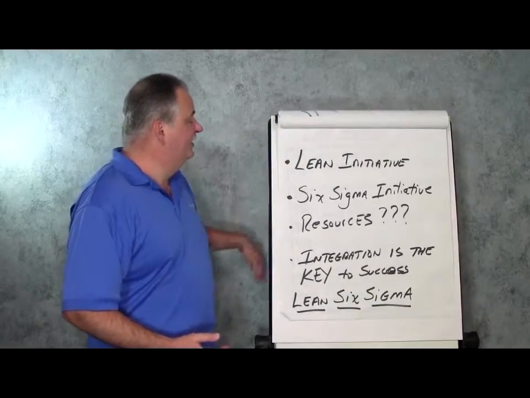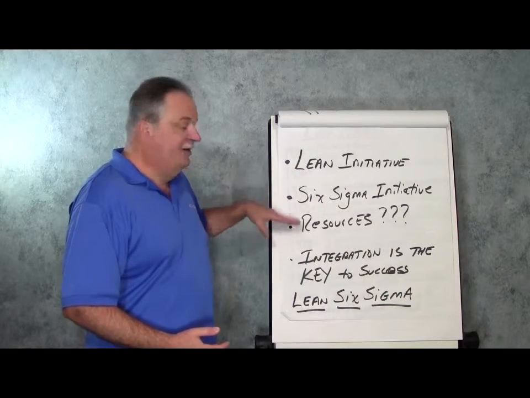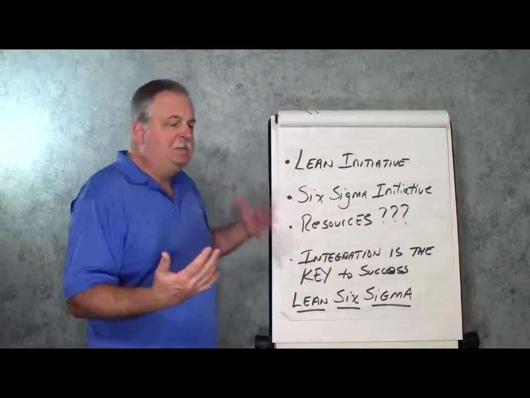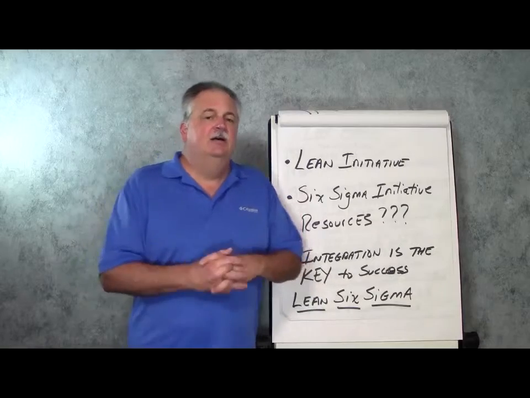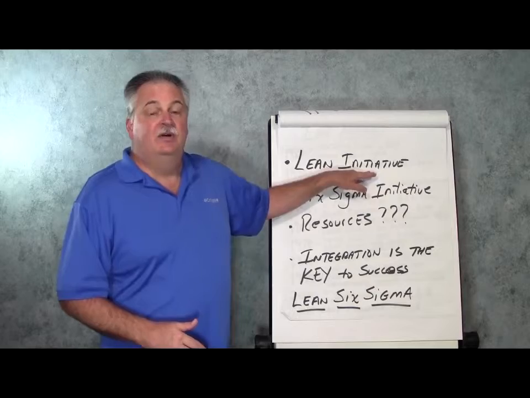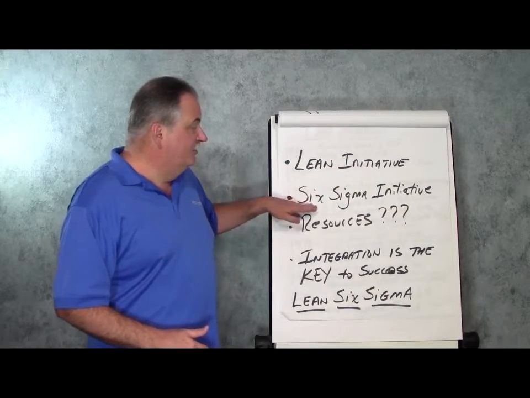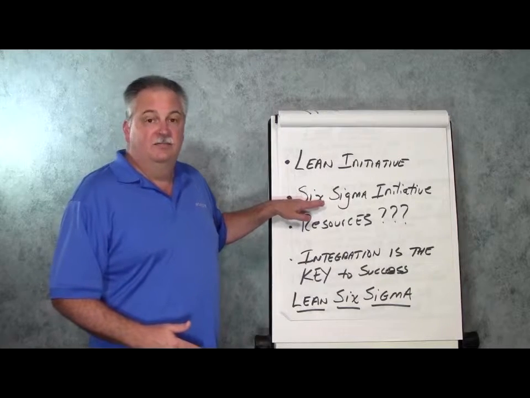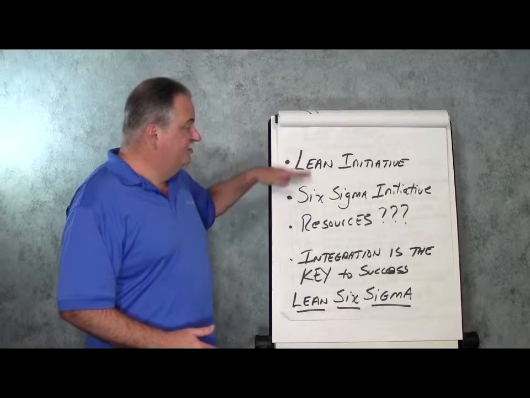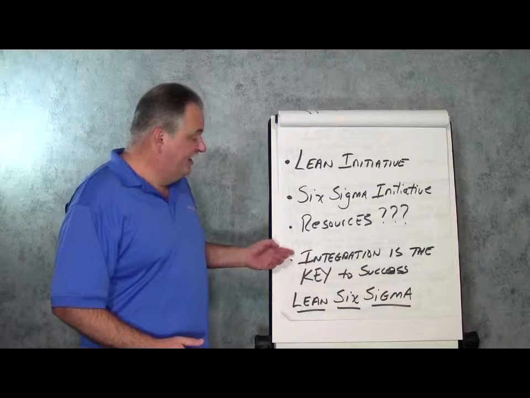Now, a Lean initiative, a Six Sigma initiative, and then you've got to think about resources. So should we do a Lean initiative or a Six Sigma initiative? Well, that's a good question. Early on, when Lean was actually called just in time, the father of this was Taiichi Ohno, and Six Sigma, the father of this, was really the Motorola folks. But do you have the resources to have 2 separate initiatives? So really the key to success now is integration. That's the key to success.